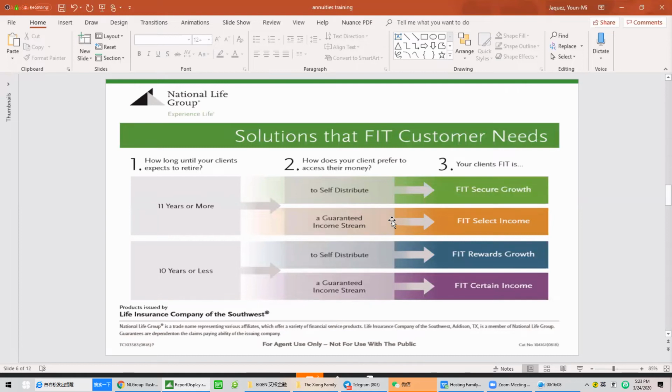Anything which ends in growth, FIT Secure Growth, FIT Rewards Growth, that's going to have no guaranteed lifetime income rider, and that's focusing just on growth. And because it has no GLIR rider, so for those new agents who aren't really familiar with what GLIR is, GLIR stands for Guaranteed Lifetime Income Rider. And Guaranteed Lifetime Income Rider is very similar to Lifetime Income Benefit Rider in IULs.